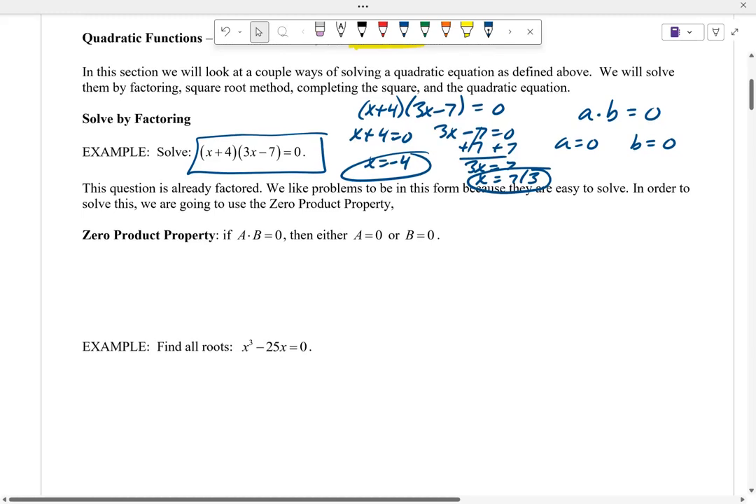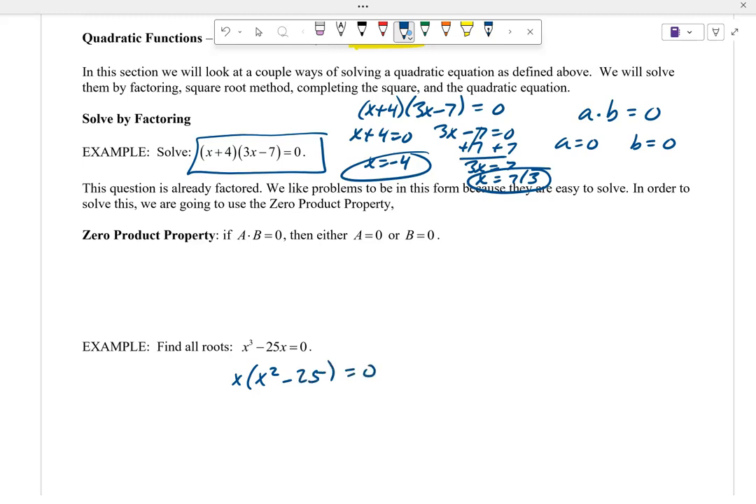Let's do it by factoring out and finding all the roots, right? Roots, zeros, x-intercepts, those are all the same thing on a graph. Let's find these roots or x-intercepts or zeros if this function is y equals x cubed minus 25x. So let's factor out an x. Notice they both have an x. And let's factor that x squared minus 25, right? That's a difference of squares there.